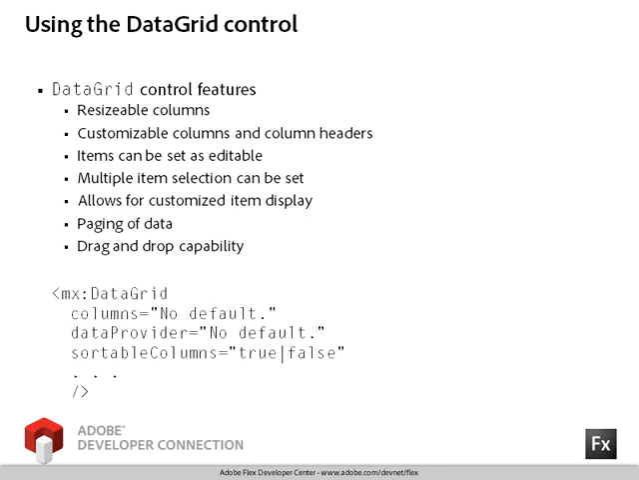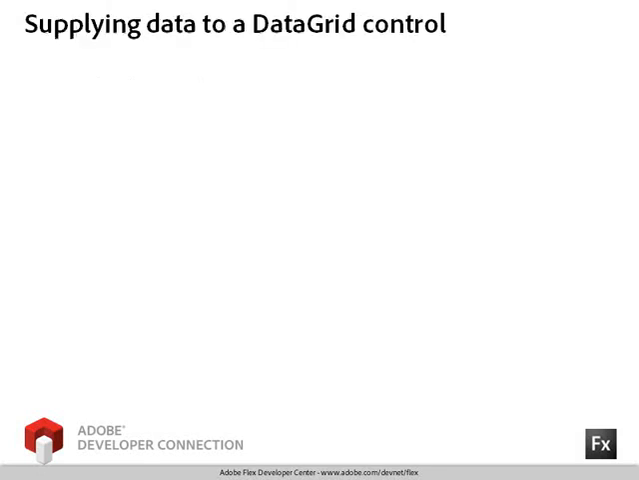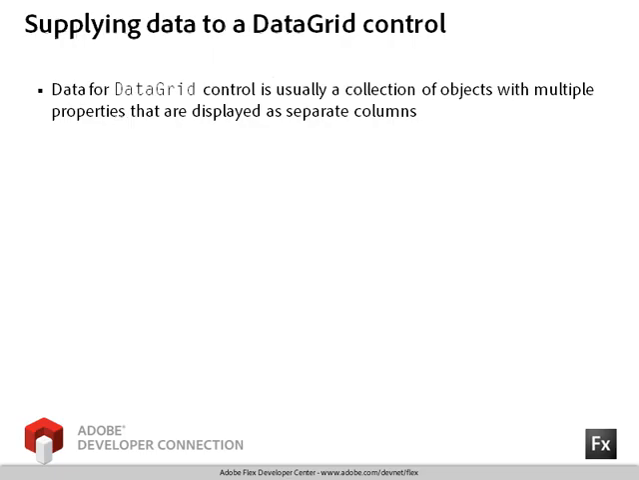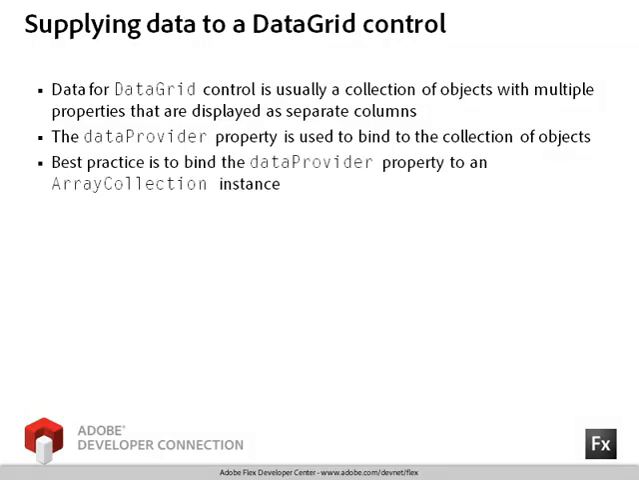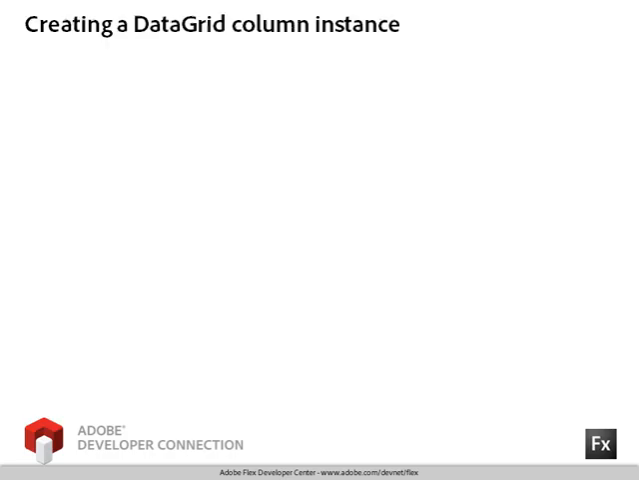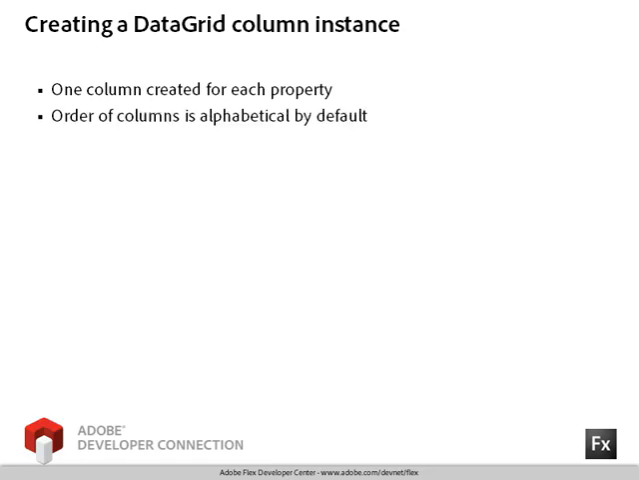This is a code sample for how to implement the control in MXML. Data is provided to the DataGrid control as a complex collection of objects with multiple name-value pairs. You use the data provider property to pass this collection of objects to the DataGrid control. Remember from previous discussions that the collection is usually an instance of the ArrayCollection class. Each property in the ArrayCollection is displayed in a column of the DataGrid control. By default, the columns are displayed in alphabetical order and the column headers are set to the property names.